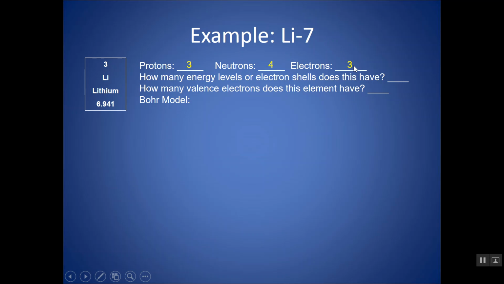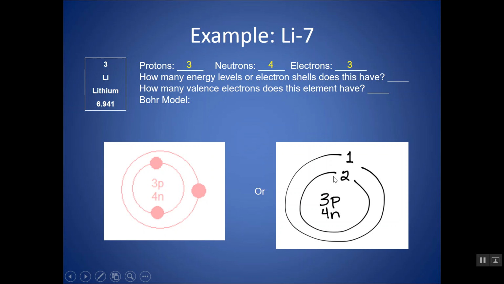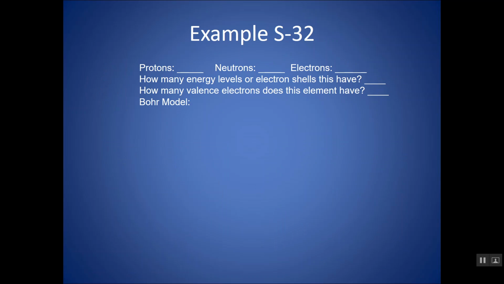Since there are 3 electrons, only 2 can fit in the first shell, and 1 can fit in the second. So it would look something like this. Or if you want to write them with numbers, 2 electrons in the first, 1 in the second, 2 plus 1 add up to 3 electrons. This has 2 electron shells or energy levels, and it has 1 valence electron in its outermost shell, which is the second shell. So basically the second shell is the valence shell. Take a moment, try this example, then pause the video.